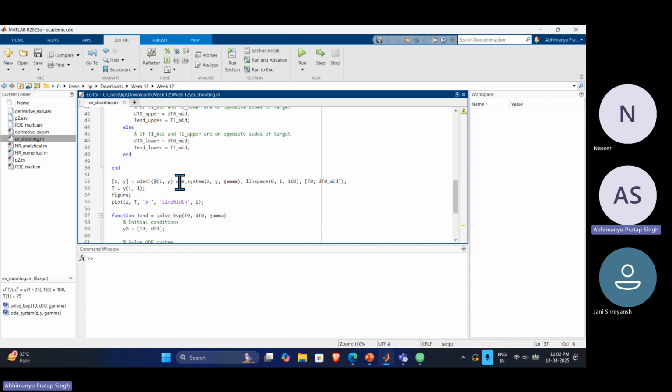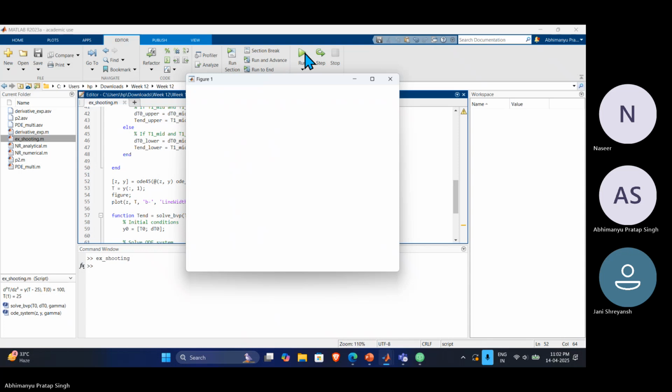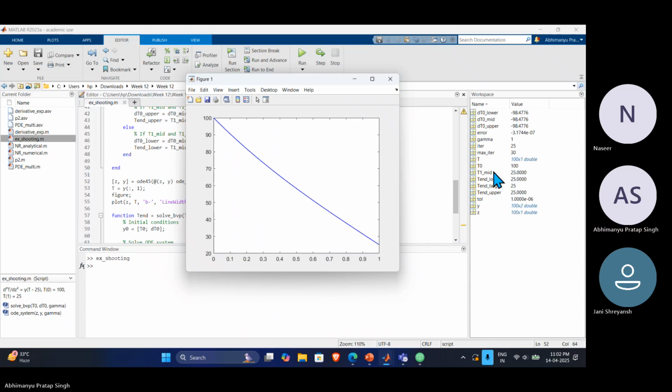Okay, fine. At the end, whatever value I am getting for T mid, I'm running the simulation for that condition, and then I'm finally plotting the values. Okay, so I will run this. So this is the solution that we are getting.